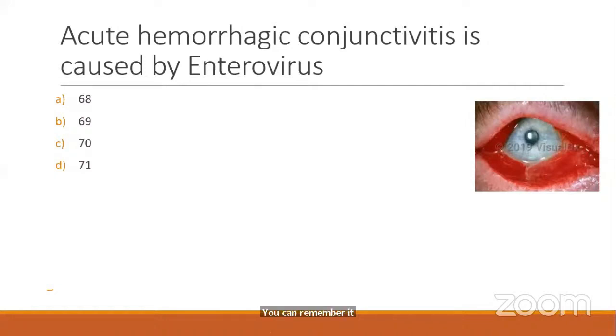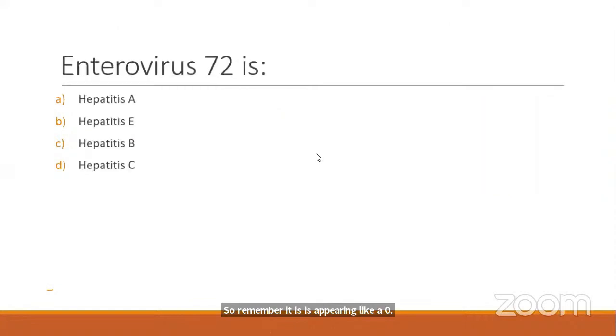I used to remember this by just thinking that this is a 0. Okay, 70. You will always confuse between 70 and 71. 71 is also an answer for another question. Okay, so that is diarrhea. So remember, it is a 0; the 7 and 0 together. So 70 is responsible for acute hemorrhagic conjunctivitis.